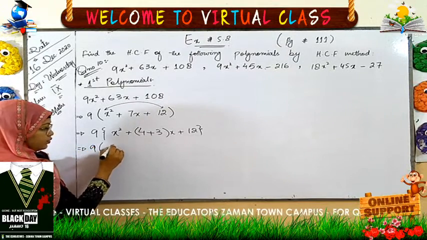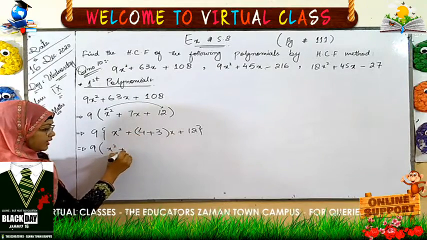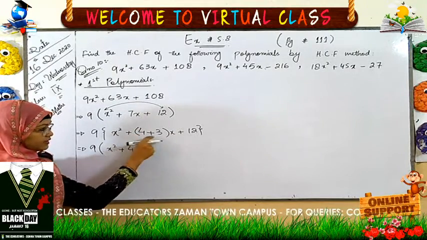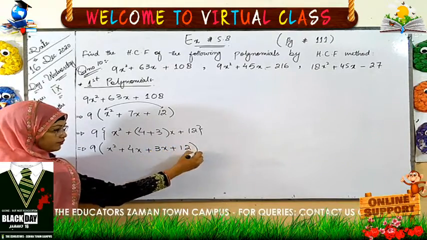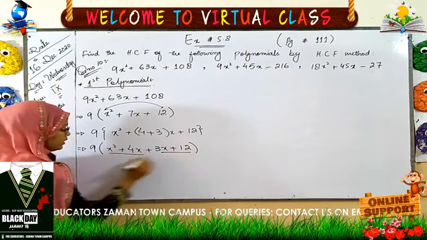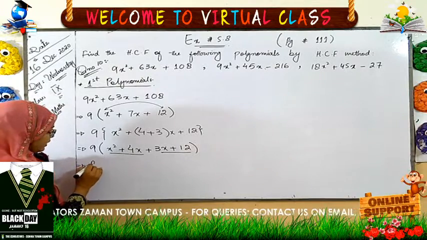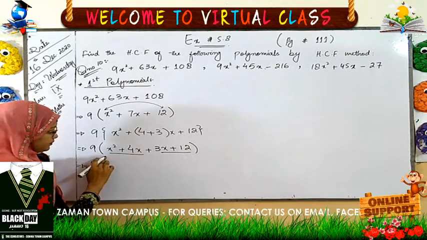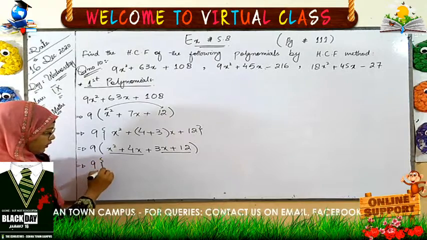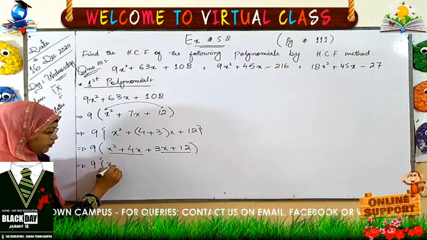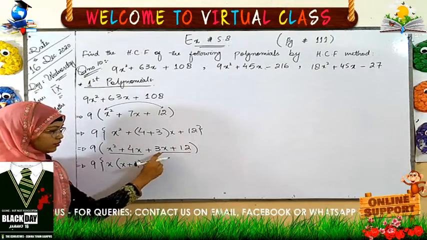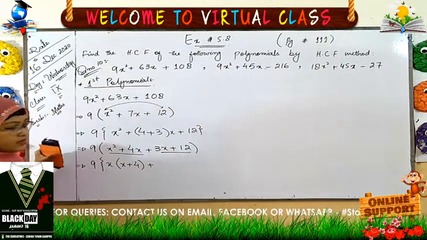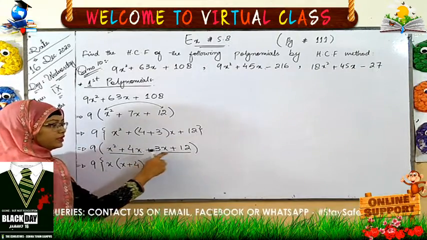So x square plus 4x plus 3x plus 12. Taking common from the first two and the last two terms, we will have 9. Here, what is common? X is common, so we will write x plus 4, plus, what is common here? We can take out 3 as a common value because 3 is a factor of both 3 and 12.